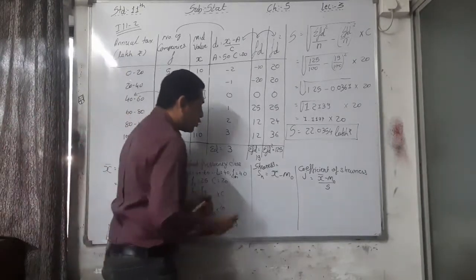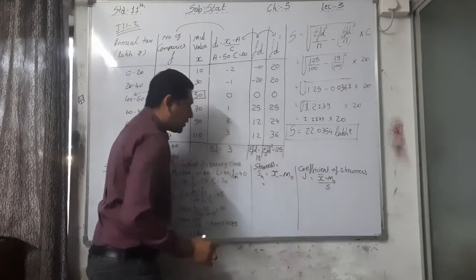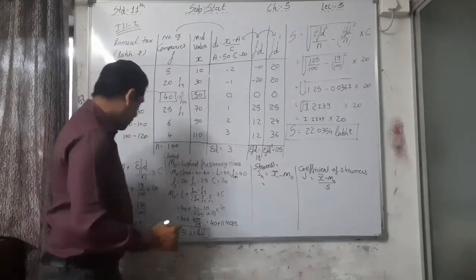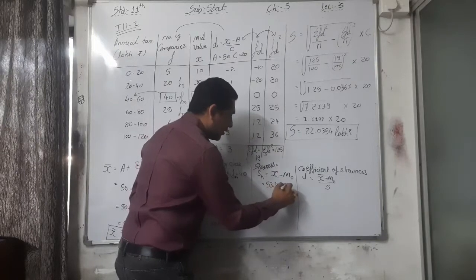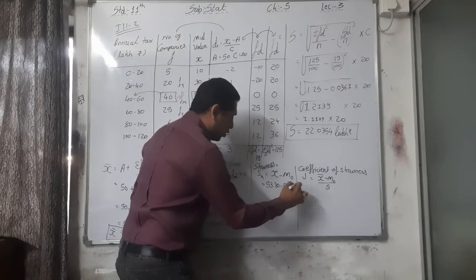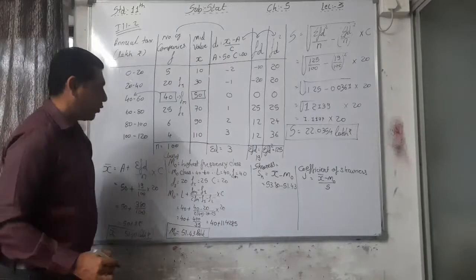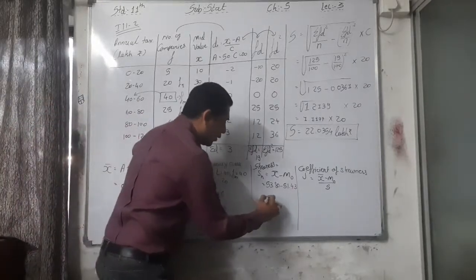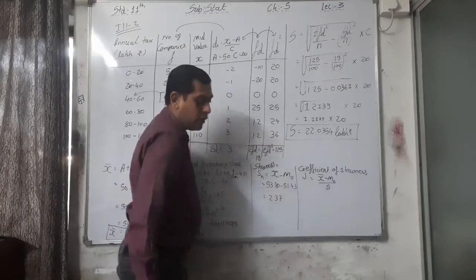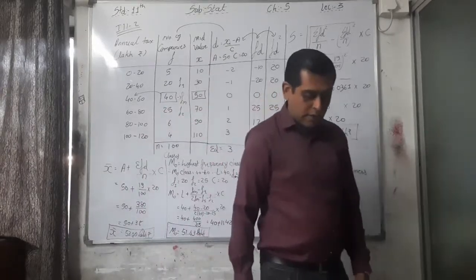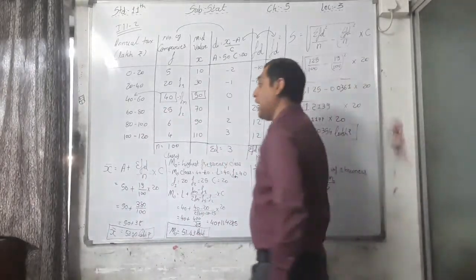That's why skewness is equal to what? Sk is equal to x bar, 53.80, minus 51.43. Okay, so your skewness is equal to 2.37. Here your skewness is 2.37 lakh.